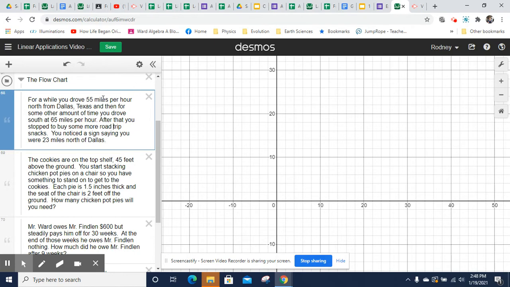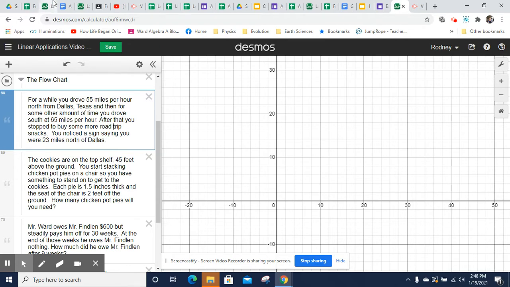So there's a 55 miles per hour for some unknown amount of time. That's going north, and there's 65 miles per hour going south. That's the opposite direction, so maybe that should be treated as negative 65 miles per hour. And you did that for a different amount of time. In the end, you stopped and you were 23 miles north of Dallas. It said you started from Dallas. You're leaving Dallas. So now you're 23 miles north of Dallas at the end.